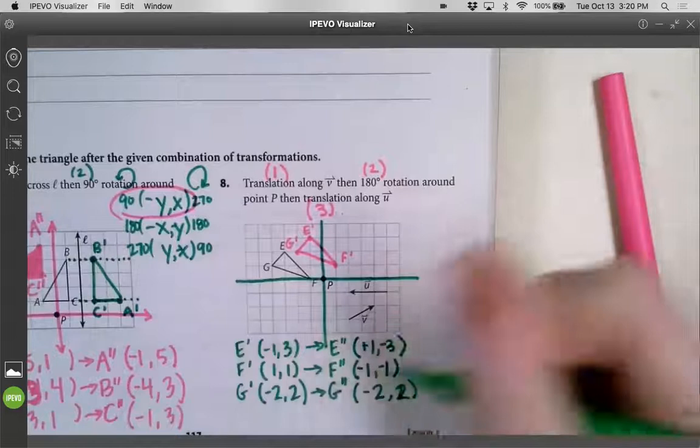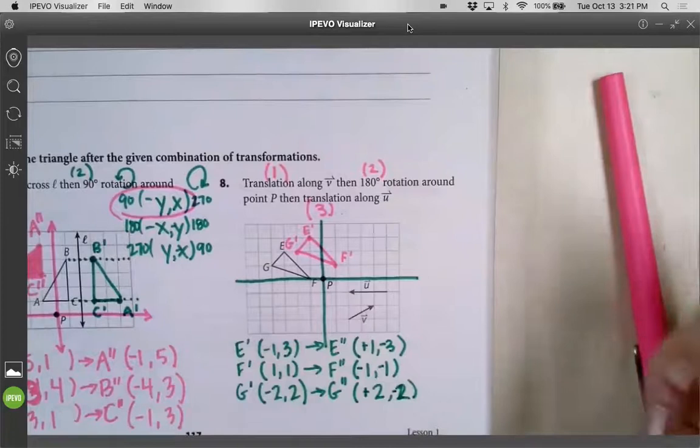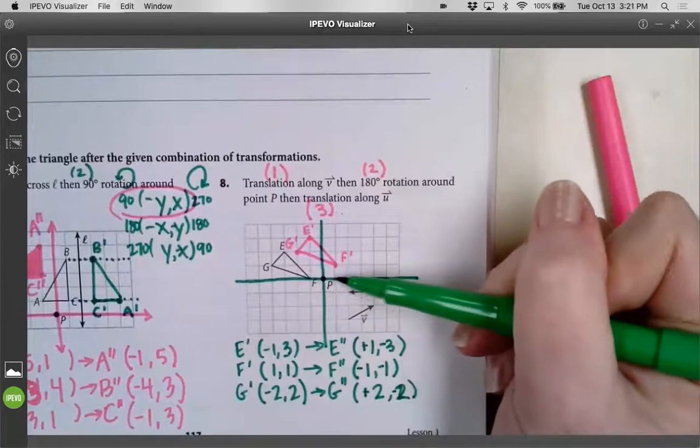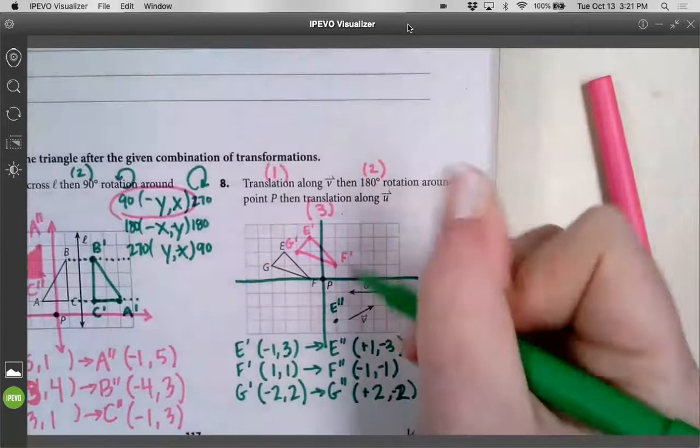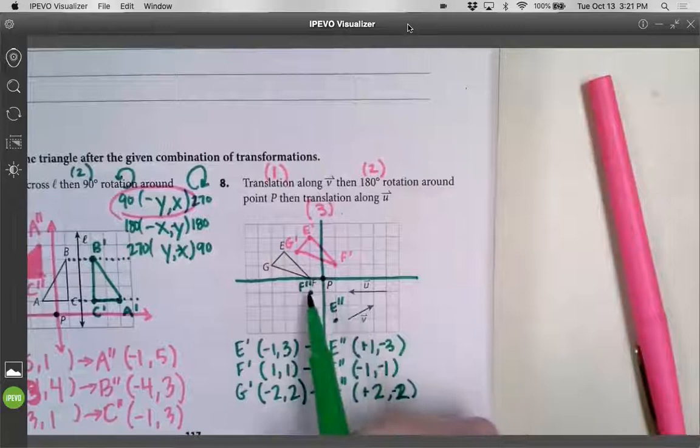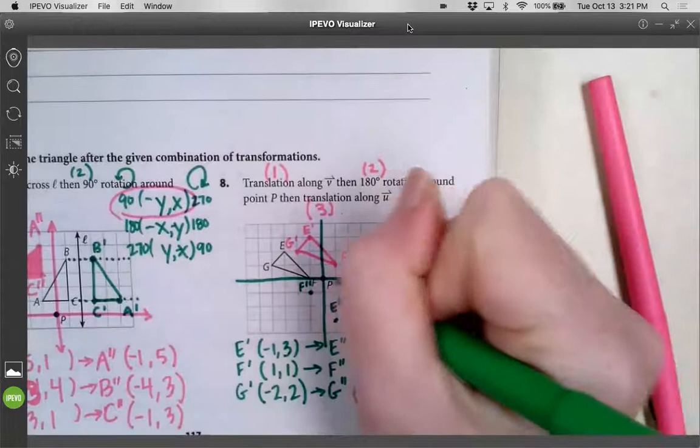And then we plot those points. So again, if P is 0, 0, E double prime needs to go right 1 and then down 3. E double prime. Label it on your graph. F double prime is at negative 1, negative 1. Again, label it F double prime. G double prime is at 2, negative 2. So G double prime.